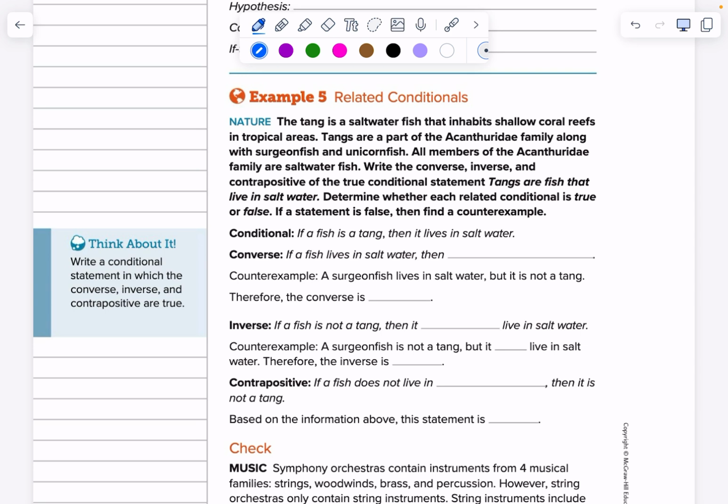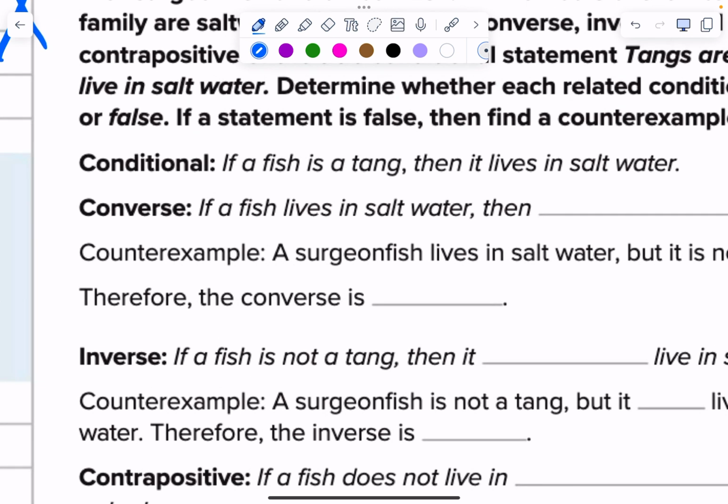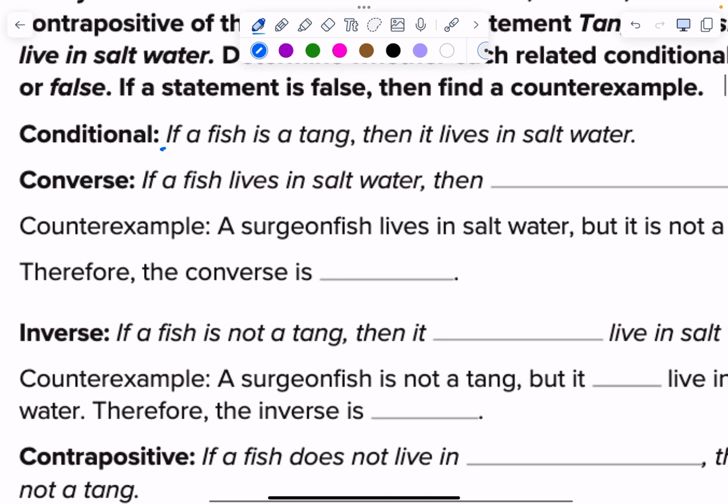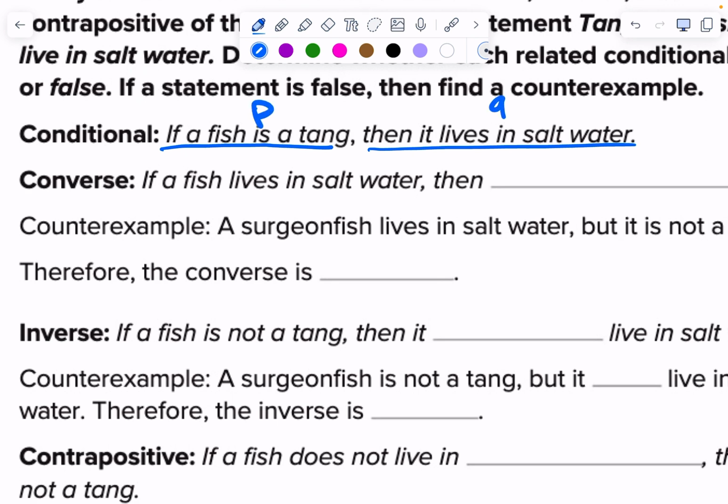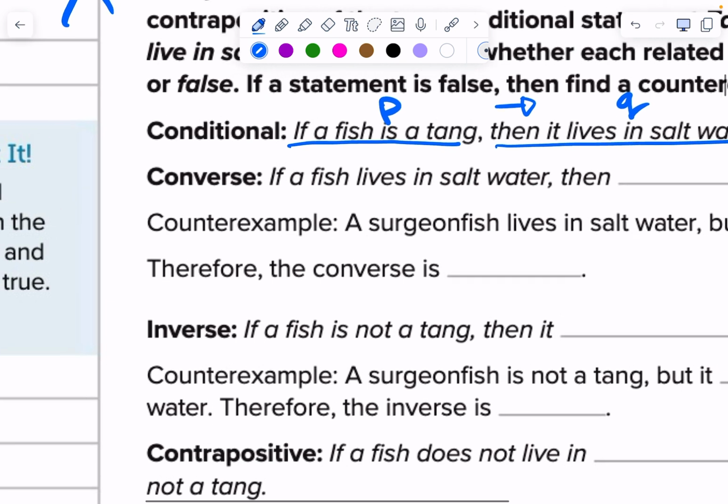Okay, we're talking about a tang fish. I don't want to read the paragraph. I'm just going to start with the conditional. Here we go. If a fish is a tang, then it lives in salt water. Okay? That is P then Q, right? P, then Q. Got it?